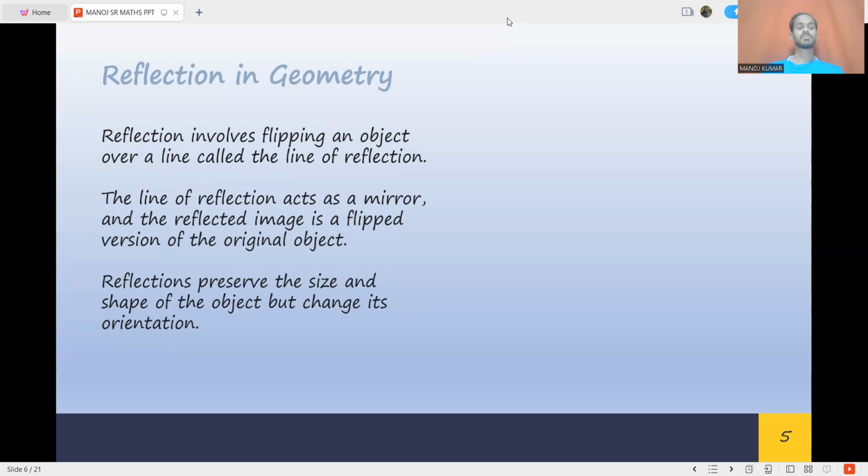Reflection in geometry. Reflection involves flipping an object over a line called the line of reflection. The line of reflection acts as a mirror, and the reflected image is a flipped version of the original object. Reflection preserves the size and shape of the object but changes its orientation.